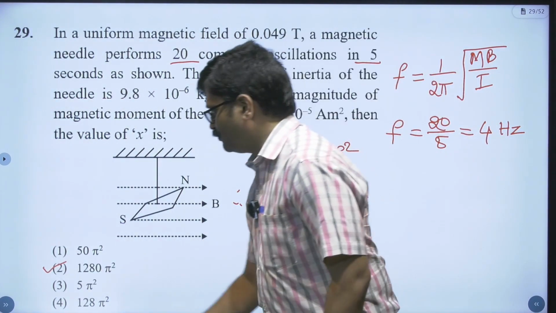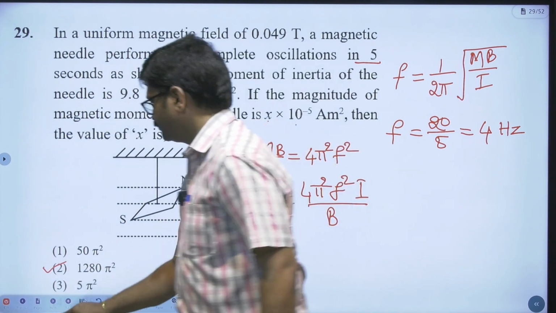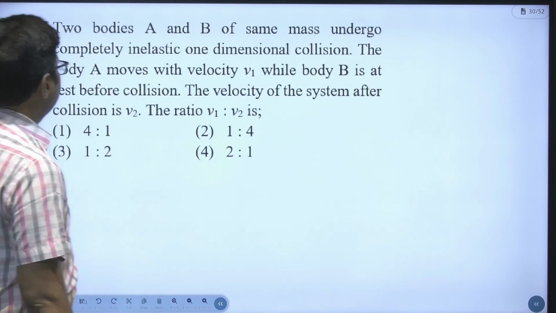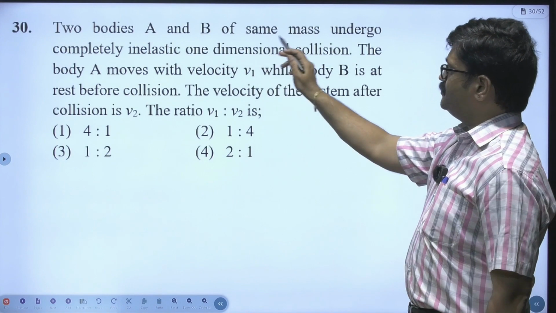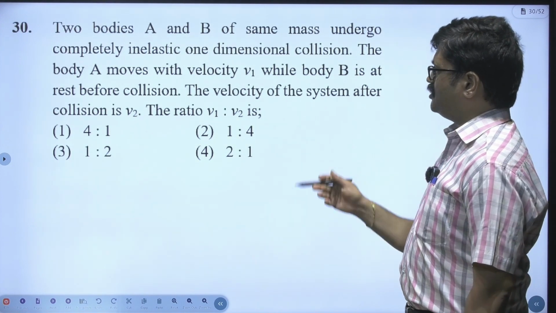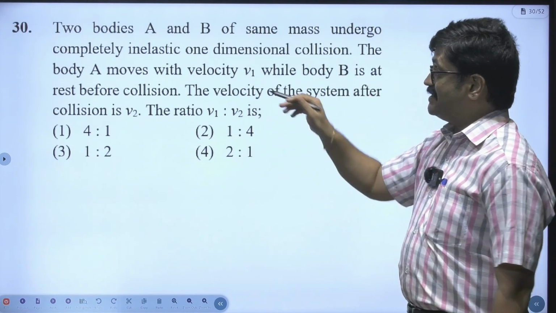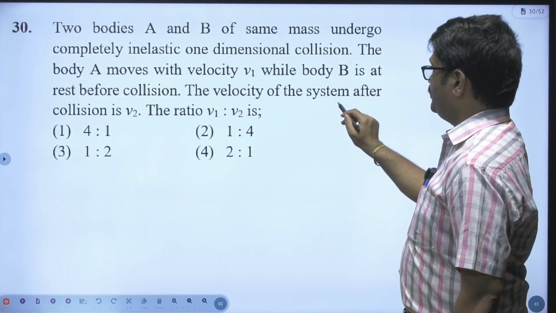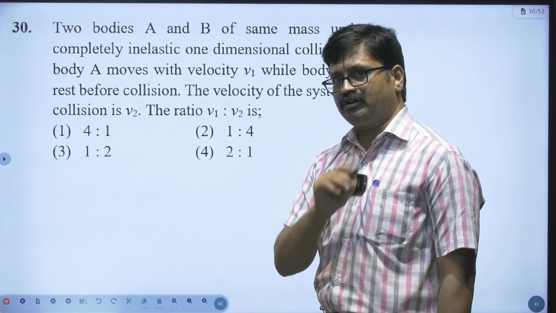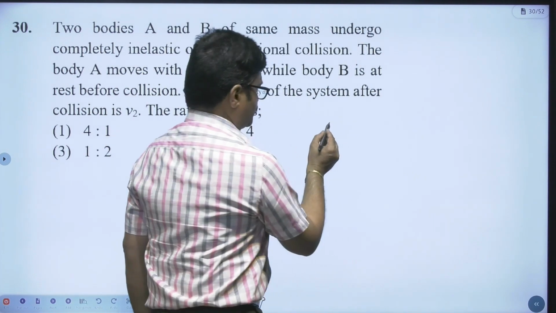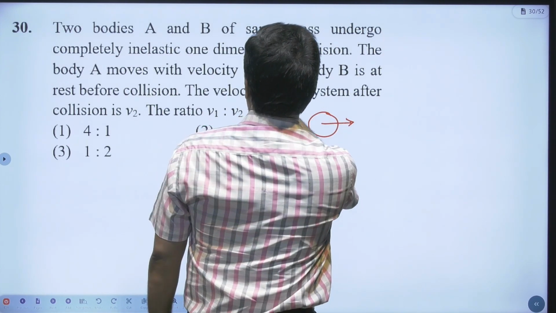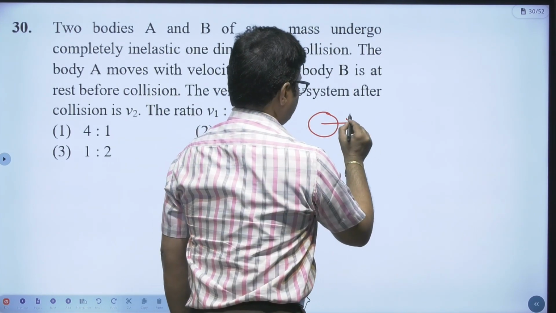Now let's move ahead with the next question. I hope it is clear. So let's move on to question 30. Now you can see that two bodies A and B of same mass undergo completely inelastic one-dimensional collision. The body A moves with velocity v1 while body B is at rest before collision. The velocity of the system after collision is v2. Then they want us to calculate the ratio of v1 to v2. Now if you just consider two bodies, let me take the first body moving with velocity v1. So A moves with velocity v1.